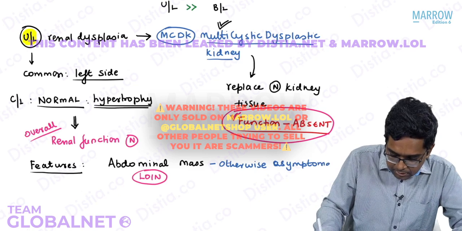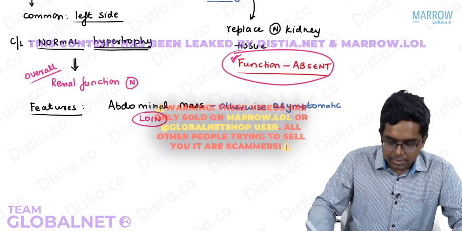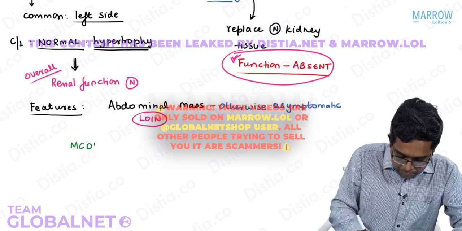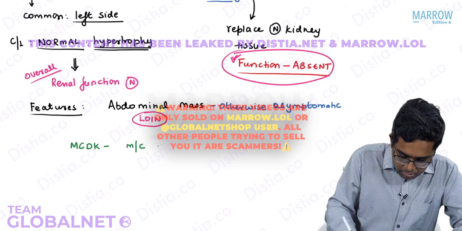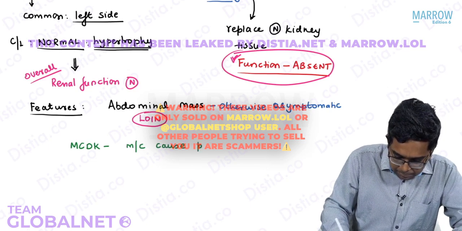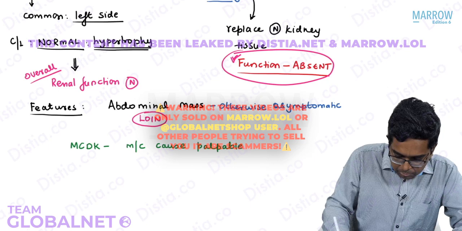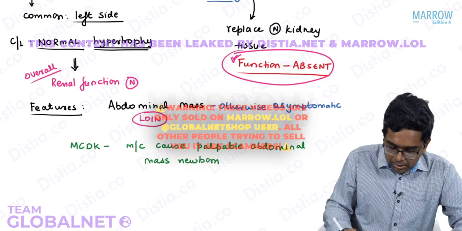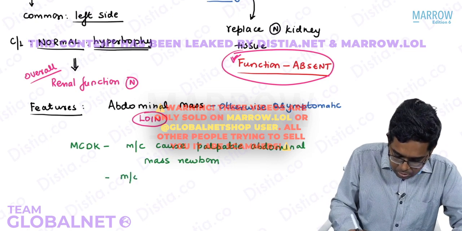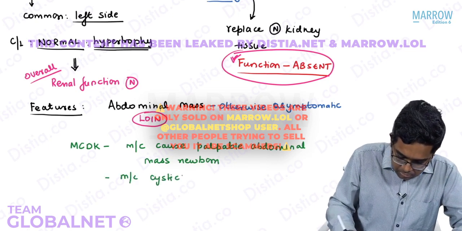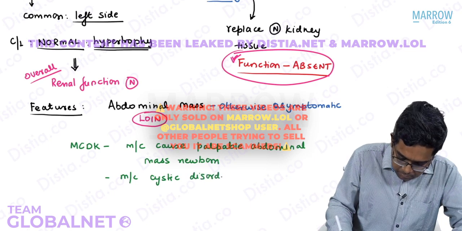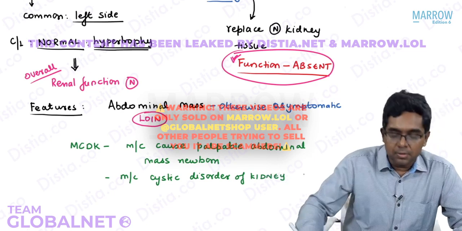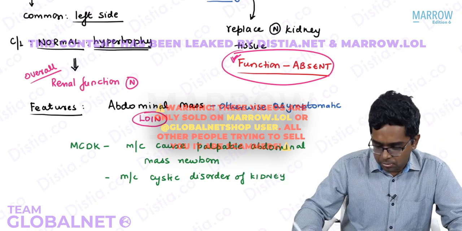The child is otherwise asymptomatic. And this is an important MCQ question: MCDK is the most common cause of palpable abdominal mass in a newborn. Another important one-liner is that MCDK is the most common cystic disorder of the kidney. These are two important one-liners commonly asked in your exam, which you should make a note of.